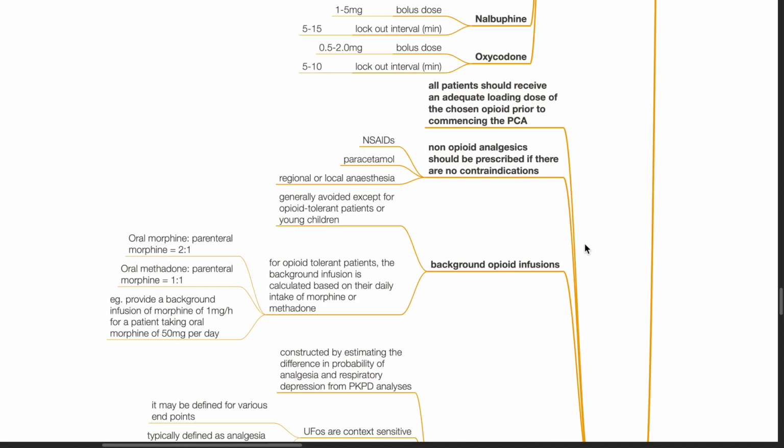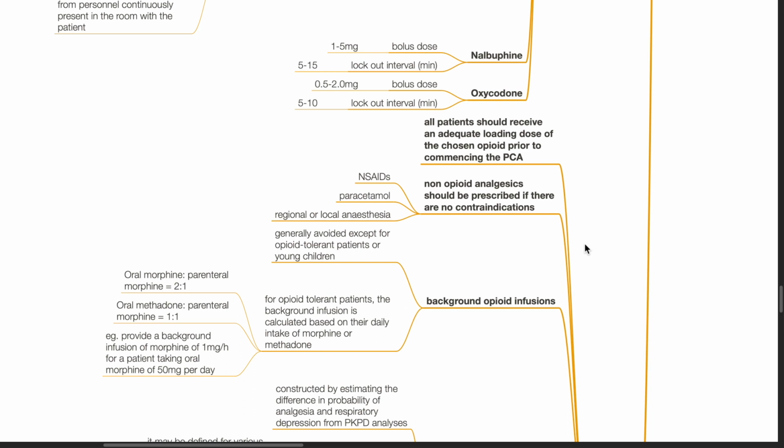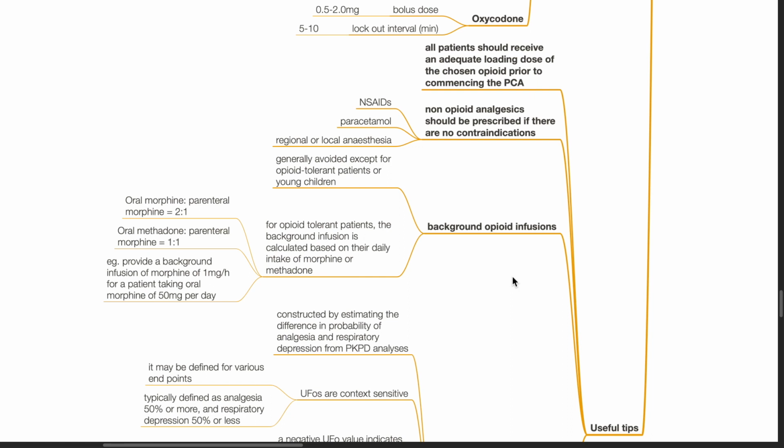Useful tips. All patients should receive an adequate loading dose of the chosen opioid prior to commencing the PCA. Non-opioid analgesics should be prescribed if there are no contraindications, such as NSAIDs, paracetamol, regional or local anesthesia. Background opioid infusions are generally avoided except for opioid-tolerant patients or young children.